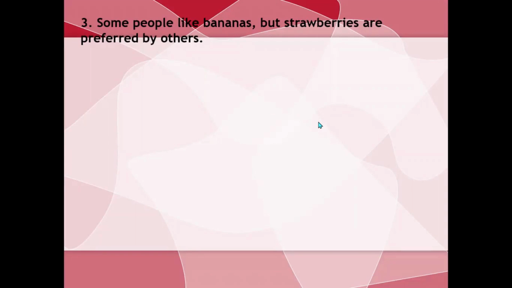Again, class, for number 3, we only have a shift in voice. Now, let's check. The verb is like, are preferred. Like is present tense, are preferred is also present tense. It's just that it's present passive. So there's no shift in tense. How about voice? Like is active, are preferred is actually passive. That is why there is a shift in voice.